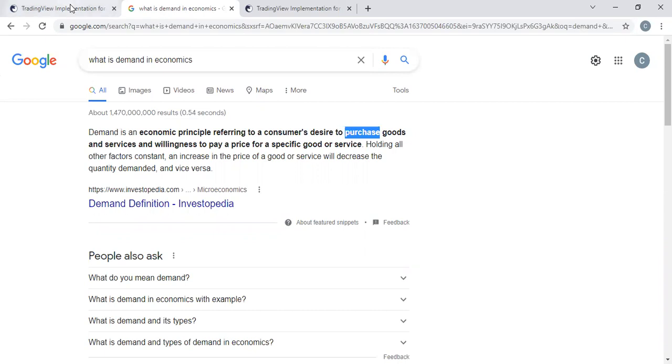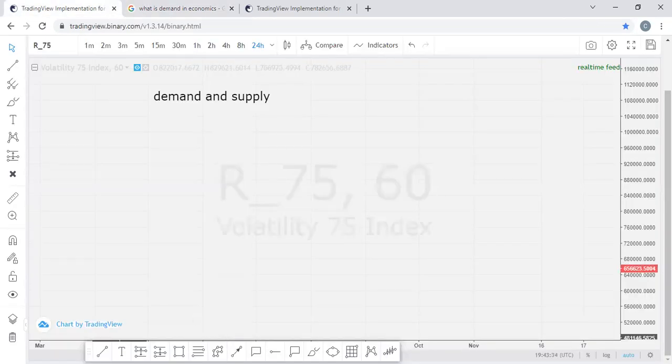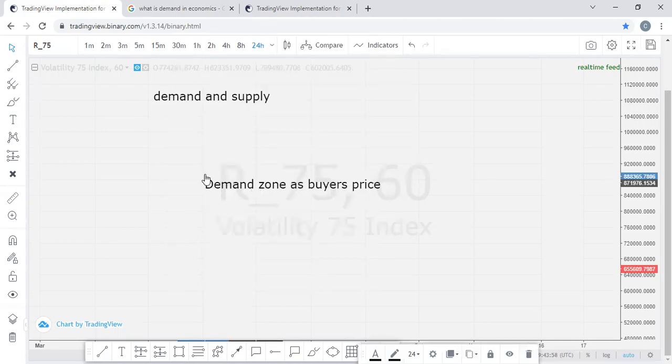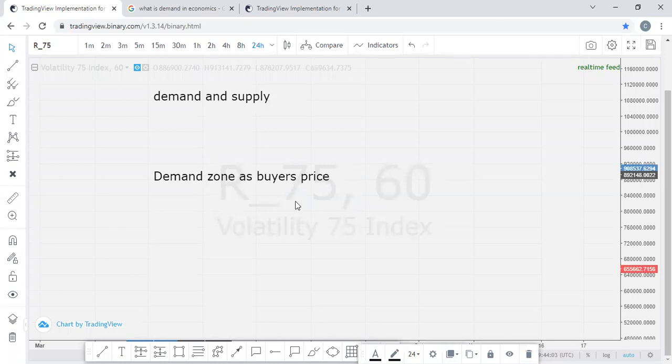So we can simply define a demand zone in Forex as a price at which buyers are willing to put their money at stake. You can define a demand zone simply as buyer's zone, or let's say buyer's price. That is the simple definition of a demand zone: the price at which buyers will want to buy the market. It's the zone in which we have more buyers than sellers.